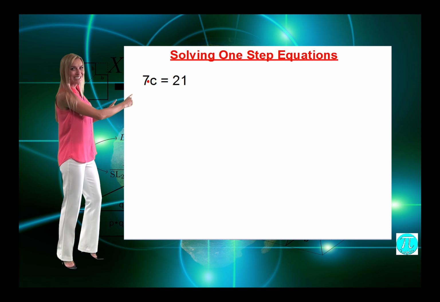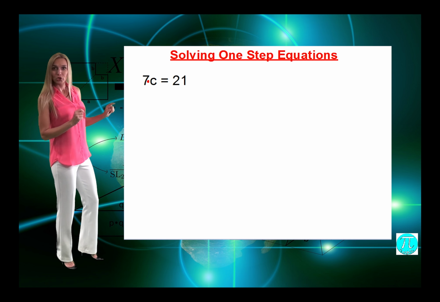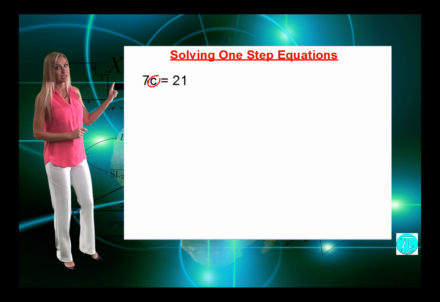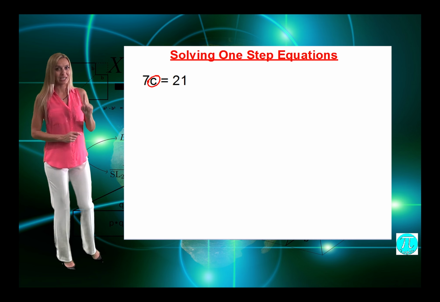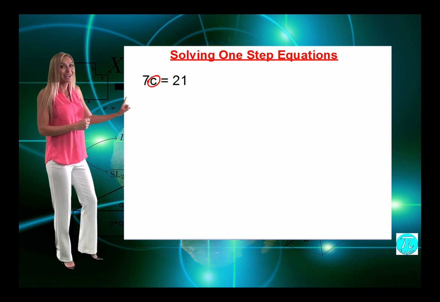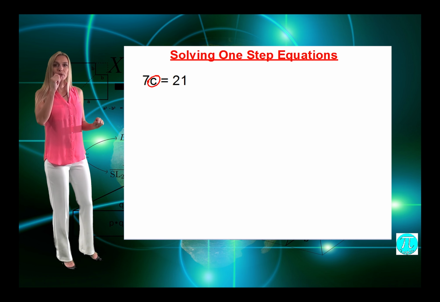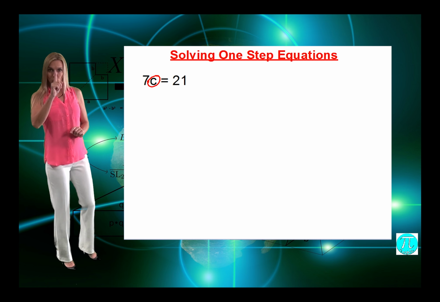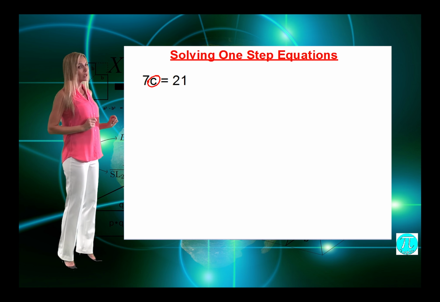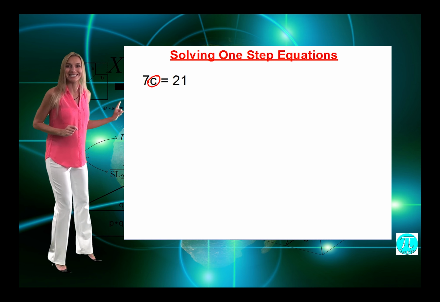So we're going to isolate our variable. And we don't want the 7 in there. The 7 wants to become 1, right? And the 7 is multiplying the c. So how do we make the 7 equal to 1? Well, there's only one way, and that is by dividing it.